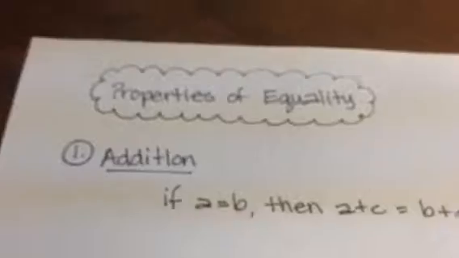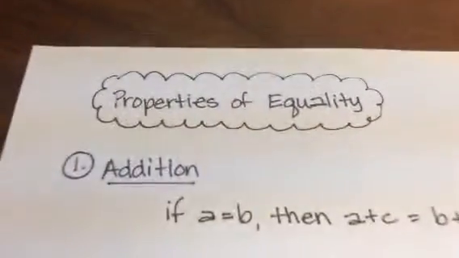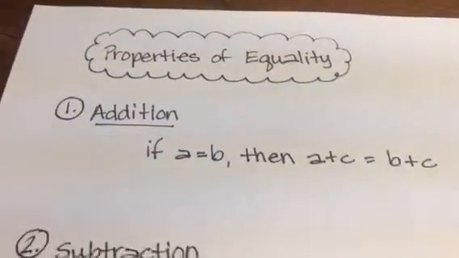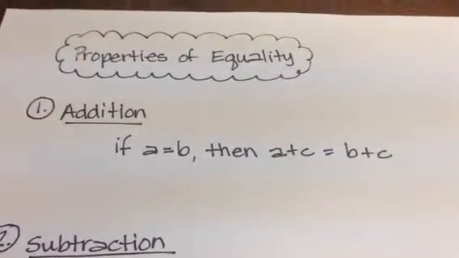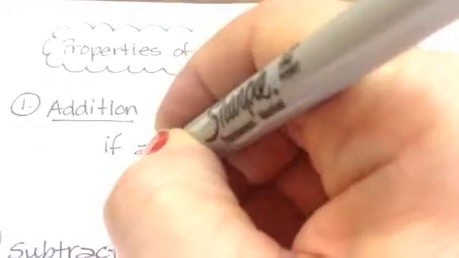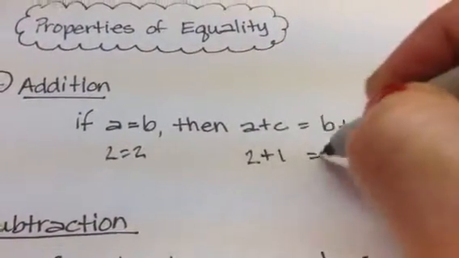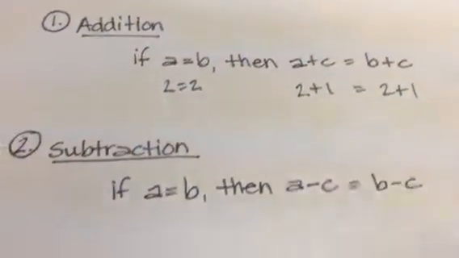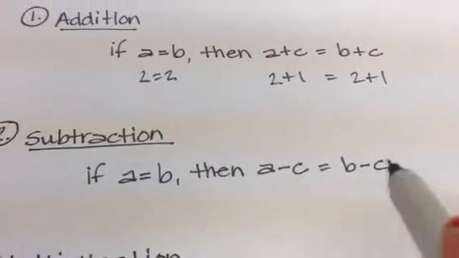To help you keep things straight in your brain, I want you to write this down somewhere. Maybe we need to make math notebooks. Properties of equality. You need to know these. In addition, if A equals B, then A plus C equals B plus C. Think of this as, okay, if 2 equals 2, then 2 plus 1 equals 2 plus 1. Well, of course it does. See? Easy.